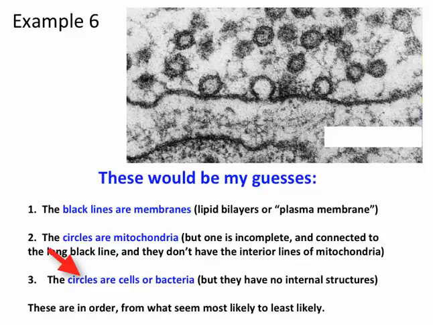It's possible the circles could be cells or bacteria, but there's enough resolution that I would expect to be able to see at least some unevenness inside these, and all of them look either an even gray or an even pale. I don't really see any structures. So that makes me think that it's unlikely that they're cells or bacteria. Okay, so let's take the first one.